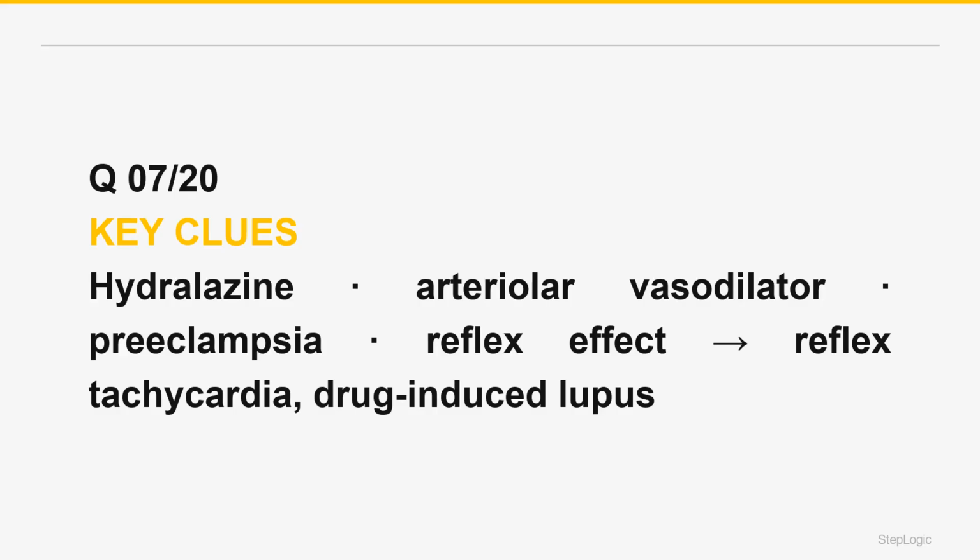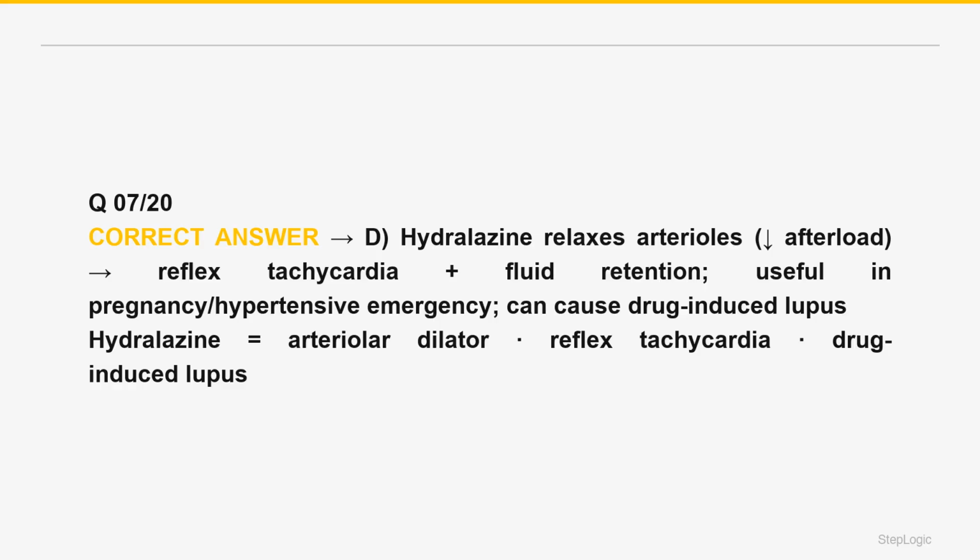Hydralazine is a direct arteriolar vasodilator. It relaxes arteriolar smooth muscle more than venous, reducing systemic vascular resistance and afterload. The main limitation is compensatory reflex. The drop in blood pressure triggers baroreceptor-mediated reflex tachycardia, which can provoke angina and activates the renin-angiotensin system, causing sodium and fluid retention. Because of this, hydralazine is usually combined with a beta blocker to blunt the reflex tachycardia and a diuretic to counter fluid retention. The correct answer is D.